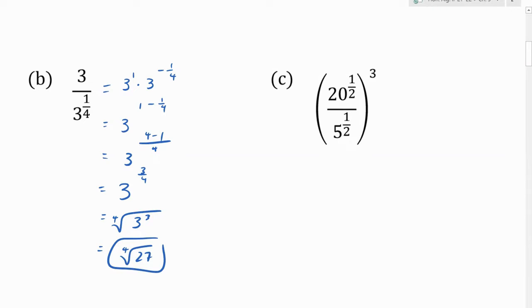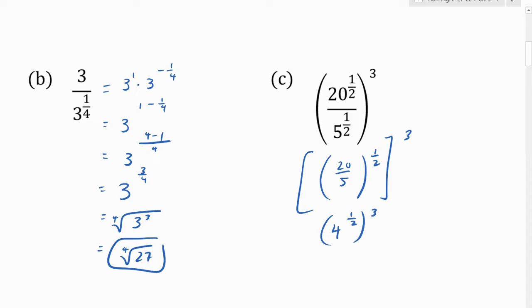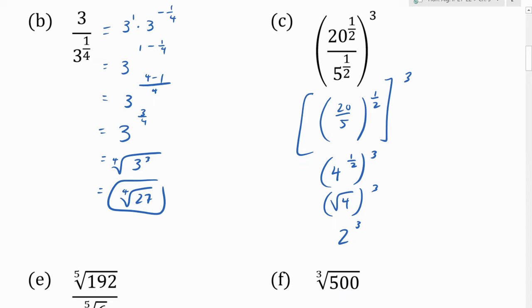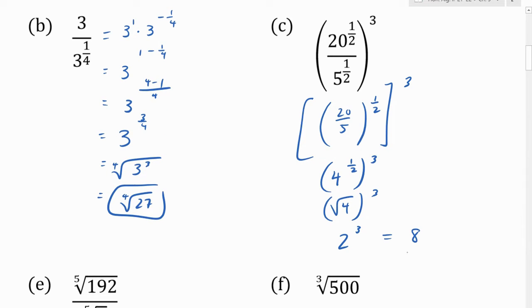This one, if I'm paying attention, I can do it really quickly because I can notice the 20 and the 5 are both to the 1/2 power, so why not make it 25ths to the 1/2 power? So that's the same thing as this, and that 1/2 power, remember, is the same thing as a principal square root. So it's really just telling me to do 2 cubed and get 8.